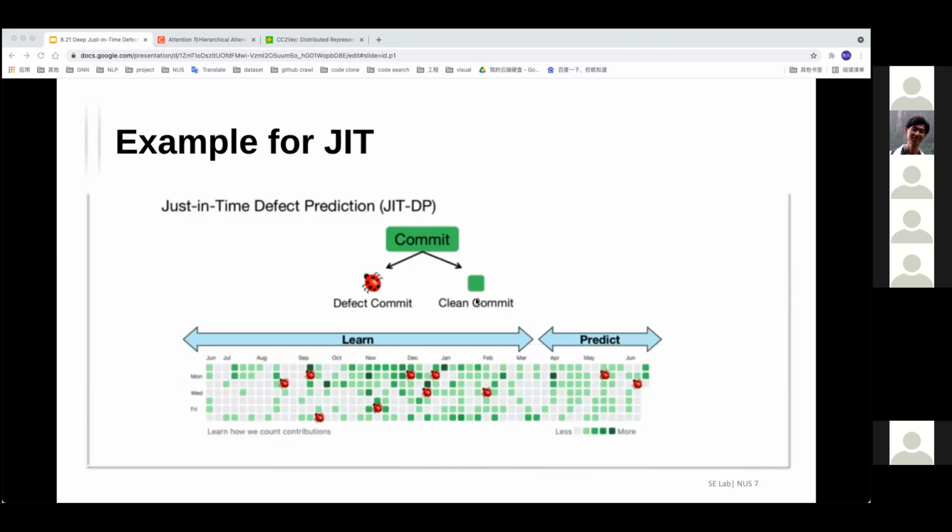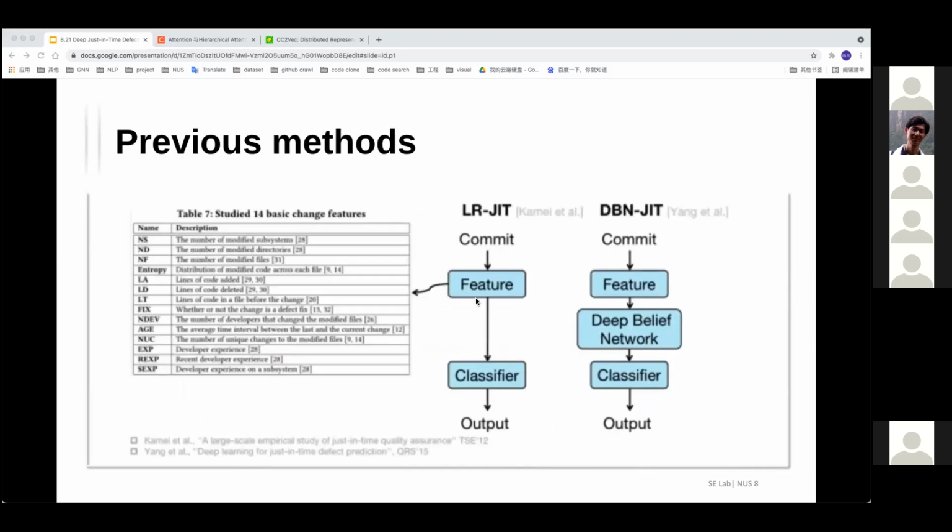For just-in-time defect prediction, every history commit is labeled as defective or clean. Then we use this history commit data to train a machine learning model to predict whether a future commit is defective or not. The previous methods just use some basic change features listed here, and they use maybe a logistic regression or a basic classifier.